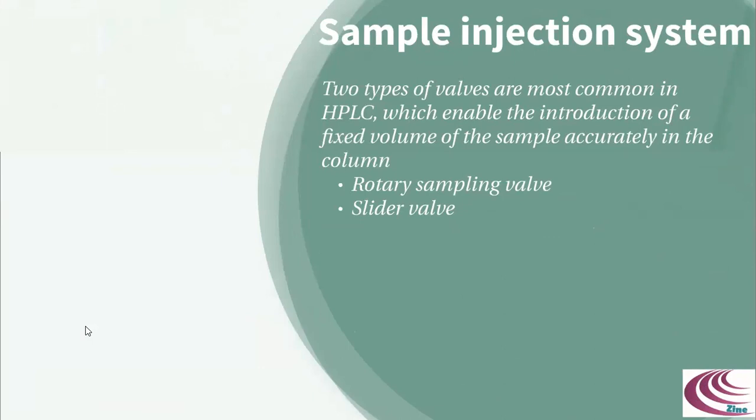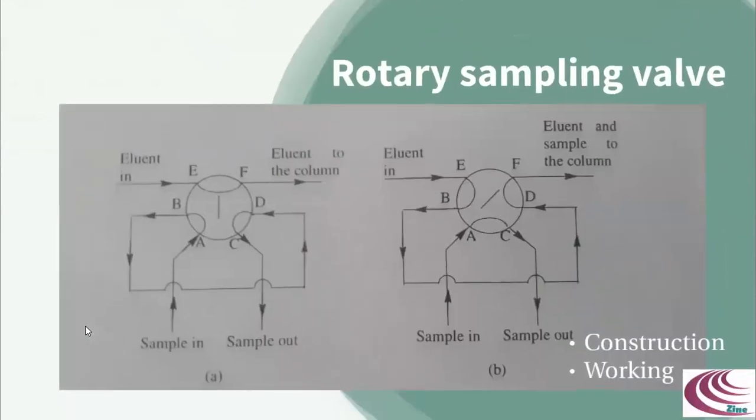As you know, the sensitivity of an HPLC technique is very high. Hence, it is absolutely essential to introduce an accurate quantity of sample in the column, which can provide reproducibility in the results. The sample injection system is used to introduce a fixed volume of the sample solution into the mobile phase while injecting the sample into the column. Then we will try to see what exactly the rotary sampling valve and slider valve are. In the rotary sampling valve, just try to understand over here.